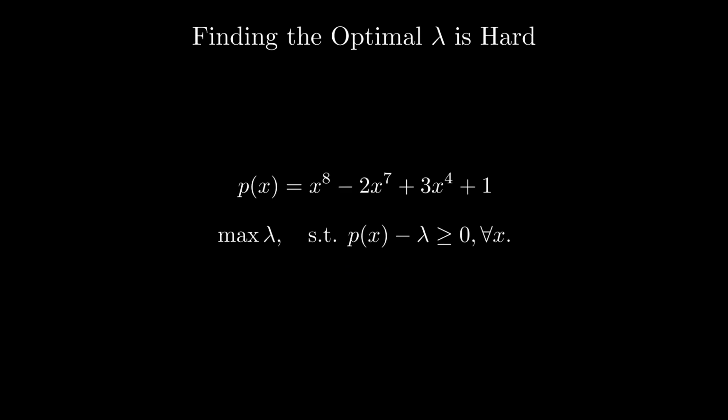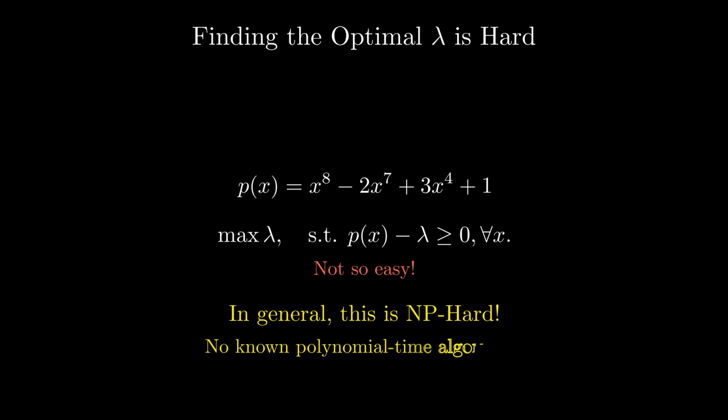At first glance, finding this lambda might seem simple, but in reality, determining whether a polynomial is always non-negative, and thus computing this optimal lambda, is an extremely difficult problem. In fact, it is NP-hard, meaning there is no known efficient algorithm to solve this in the general case.